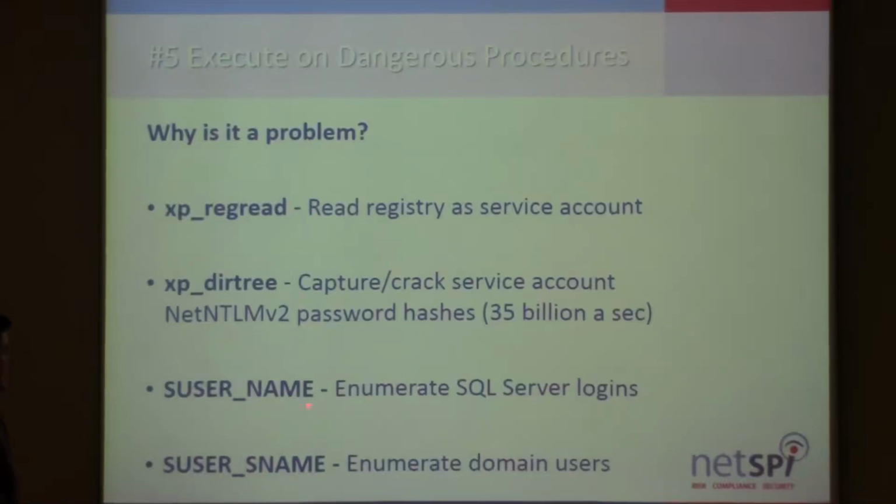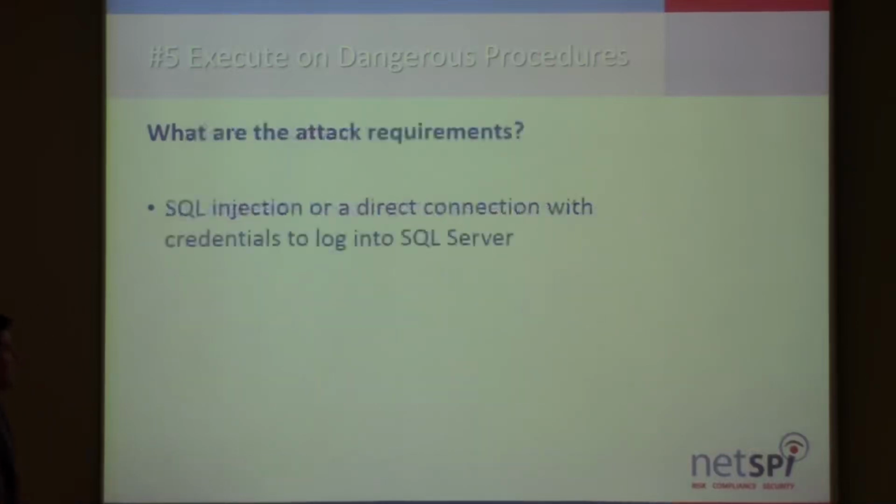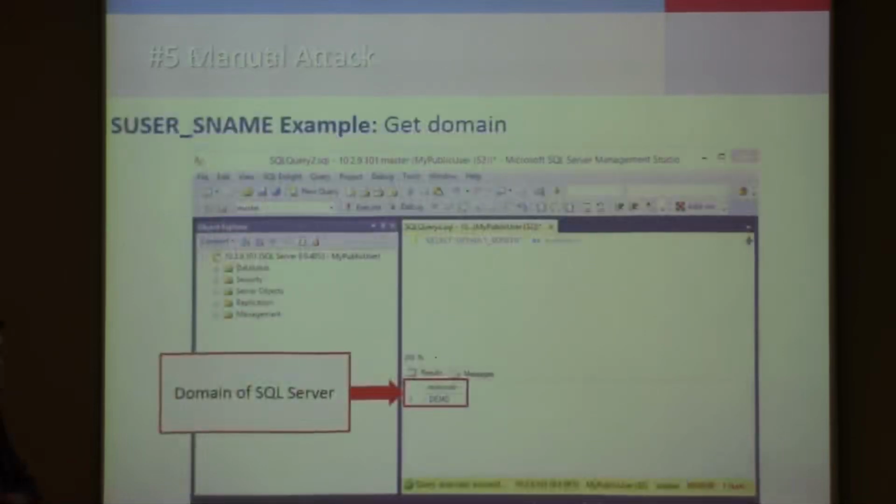A little less impactful, but still really interesting, are these 2 functions. They allow you to enumerate all of the SQL Server logins and all of the domain users on your network as public. By default, you shouldn't have the rights to basically view a list of other SQL logins that are on the server. Sure as heck aren't you supposed to be able to view other domain users. The attack requirements for this are pretty straightforward: SQL injection, direct connection.